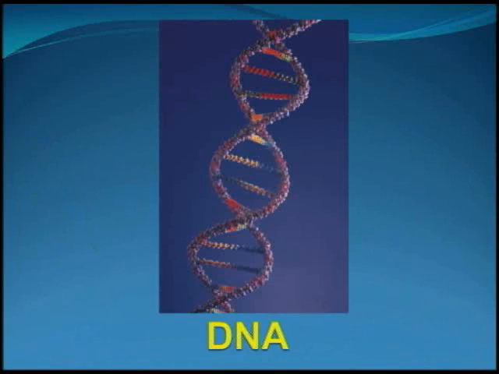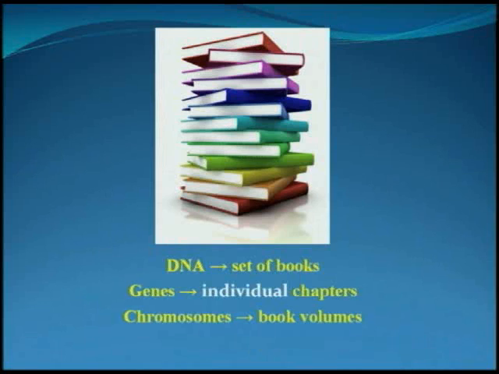DNA is like the instruction manual our body uses to build and repair itself. DNA letters are packaged into 23 book volumes called chromosomes. We receive 23 chromosomes from each parent for a total of 46. Each chromosome contains many genes, which are like the individual chapters of a book. We have a total of about 30,000 genes or chapters inside these 23 volumes, for a total of about 2 or 3 billion DNA letters front to back.